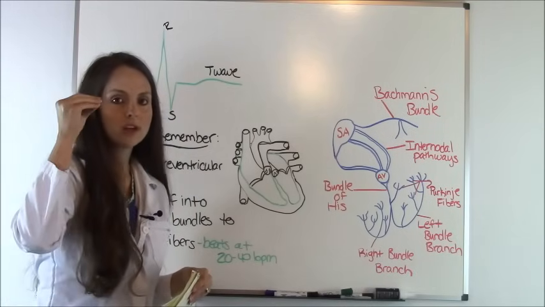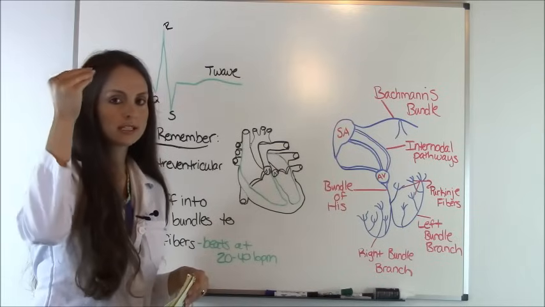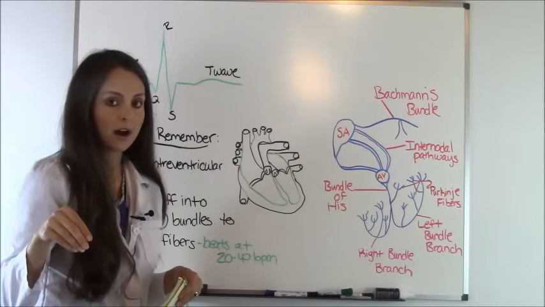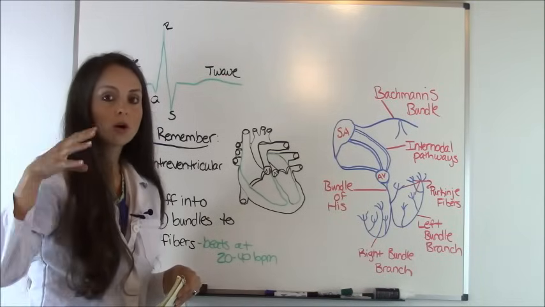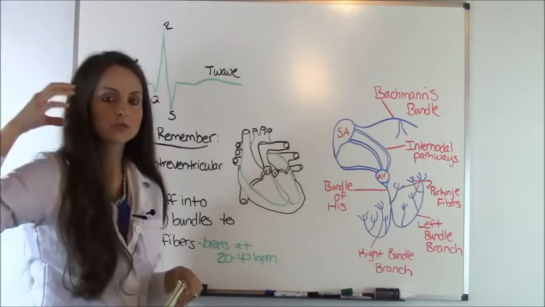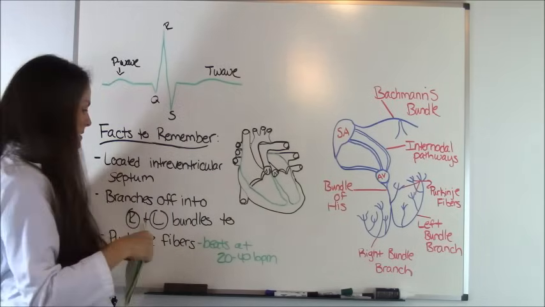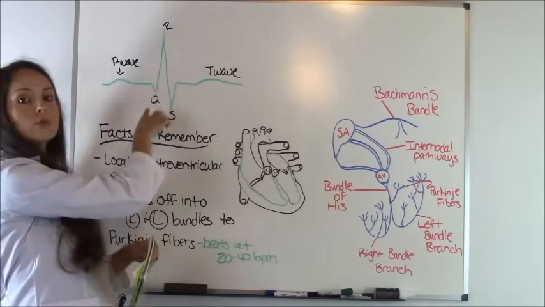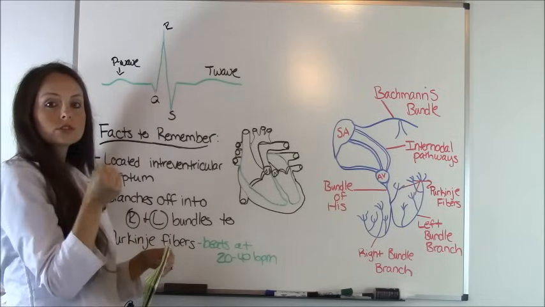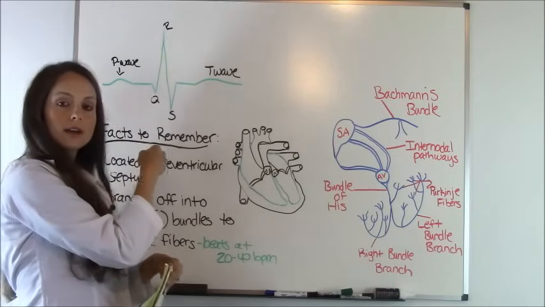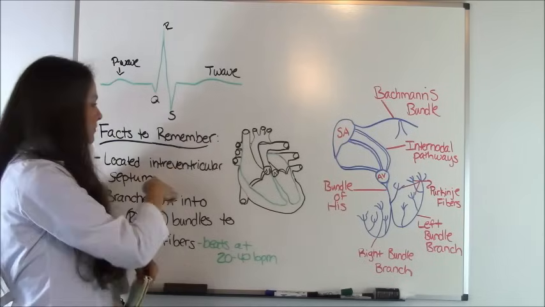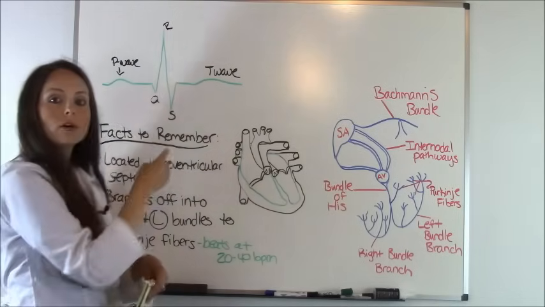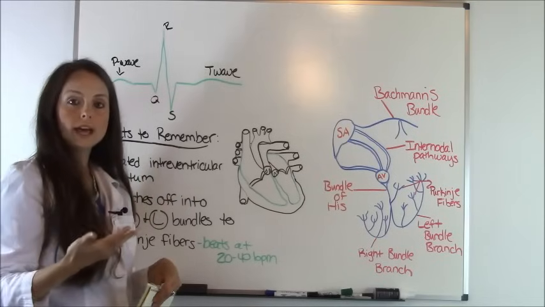So you have the AV node shooting electricity down through the bundle of His, the left and right bundle branches, and then the Purkinje fibers. And that causes a depolarization of the ventricles, which is causing the ventricles to contract. That forms your QRS. So when your ventricles contract, you're seeing the Purkinje fibers, the bundle of His, and the right and left bundles all contracting, and that's making your QRS on your EKG wave.